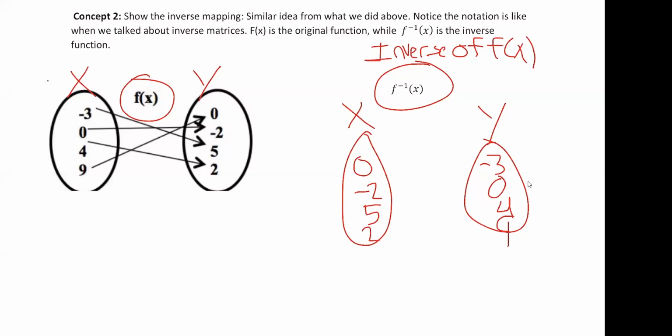But then we still need to do our mappings, or the arrows. My advice is just do one at a time. So -3 goes to 5. We have to do the opposite, so 5 now goes to -3. Our next arrow goes from 0 to -2. So we have to do the opposite: -2 goes to 0.